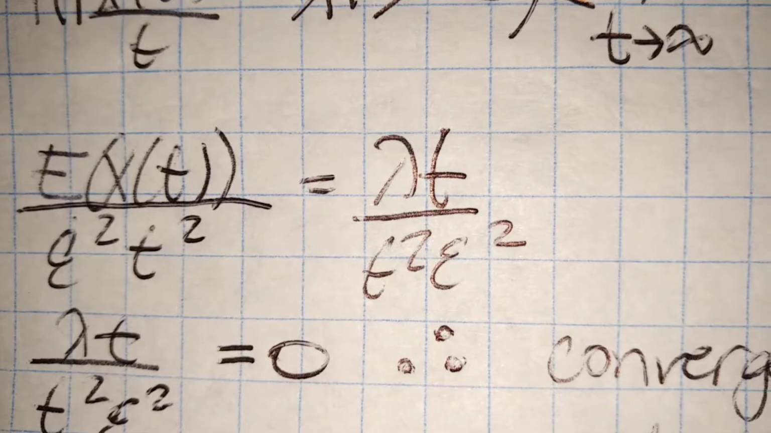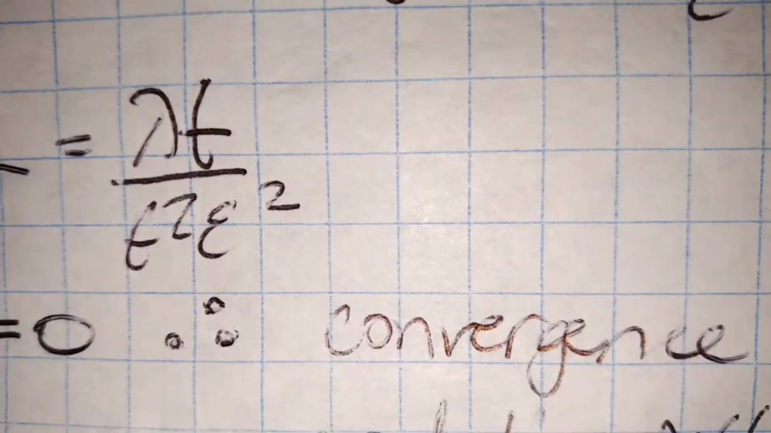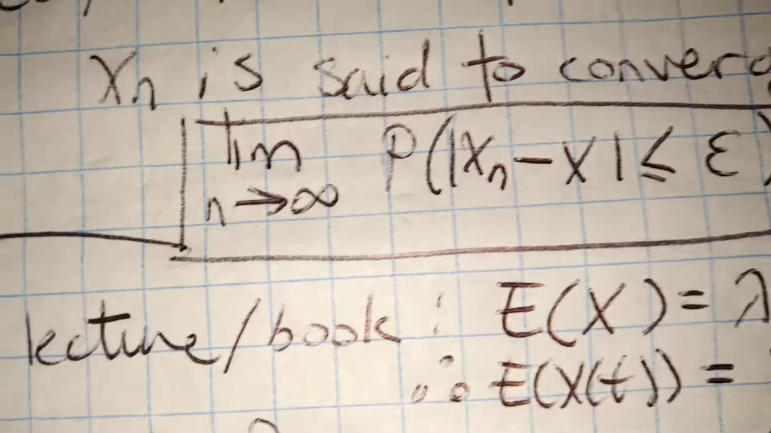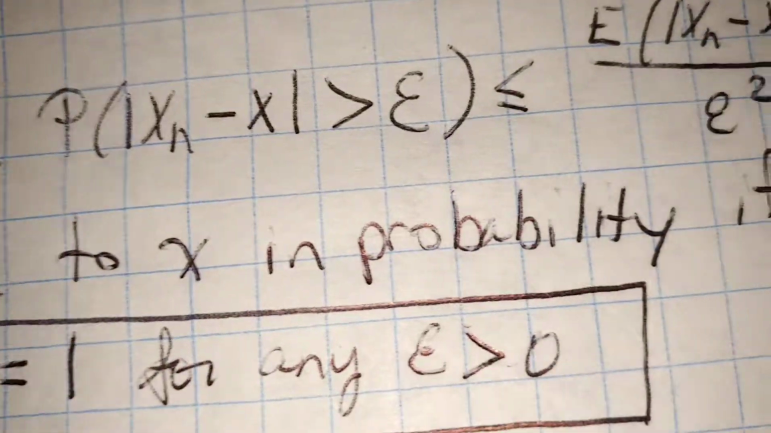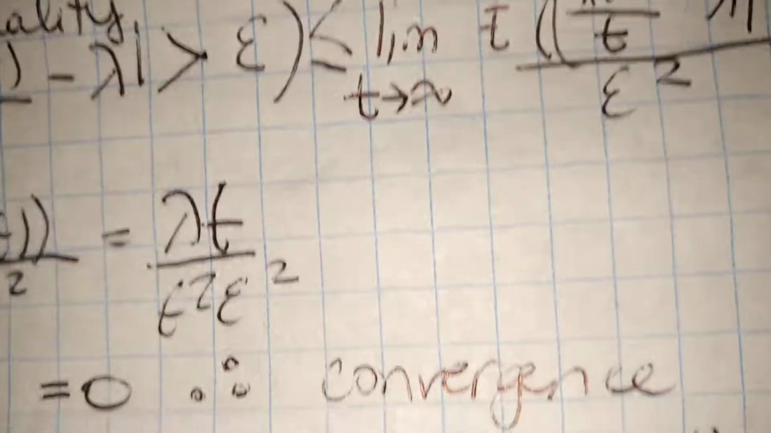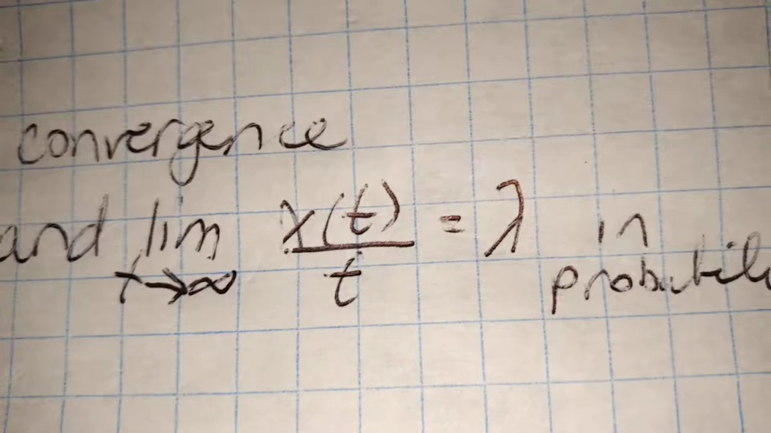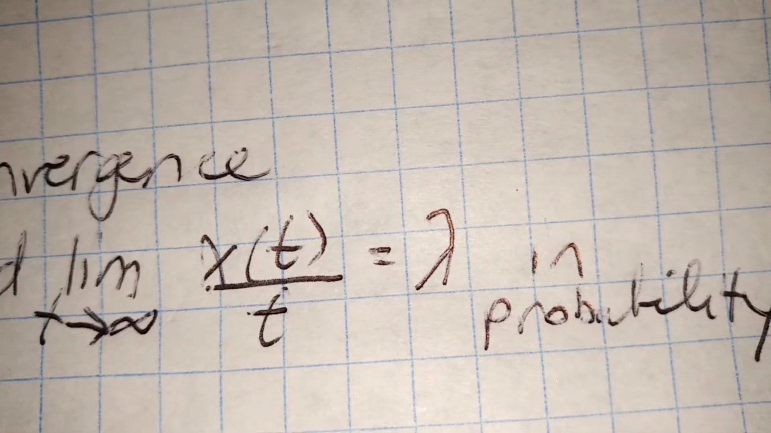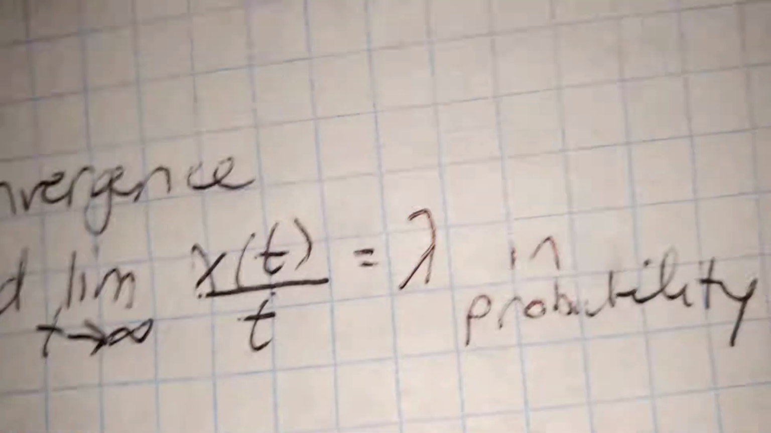So therefore there's convergence, the same way that it says here. So then the proof is complete, and the limit as t approaches infinity of X(t) over t equals λ is true in probability.